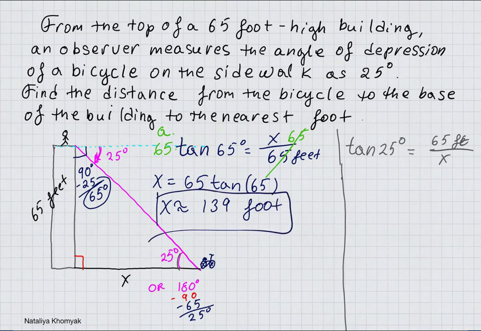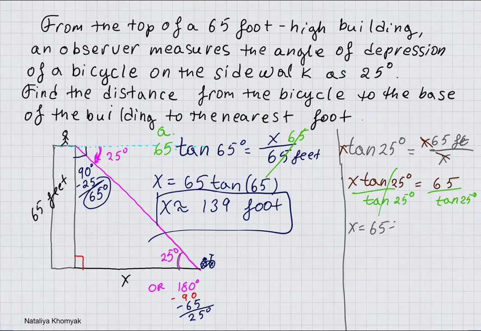You could also solve this for x. We can get it out of the denominator by multiplying both sides by x. And we get x tangent of 25 degrees. X and x cancel here, is equal to 65 feet. Divide by tangent of 25 degrees. Whatever you do to one side, you have to do the same thing to the other side. So tangents would cancel on the left, and on your calculator you would put x equals 65 divided by tangent of 25, and I get exactly the same solution.